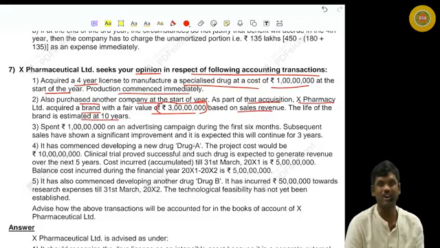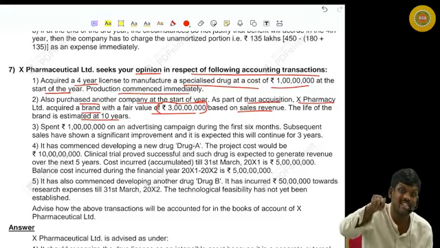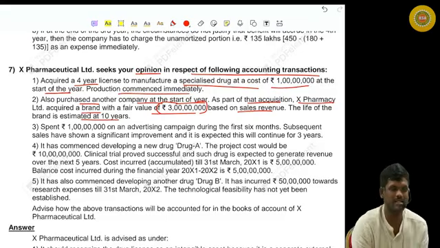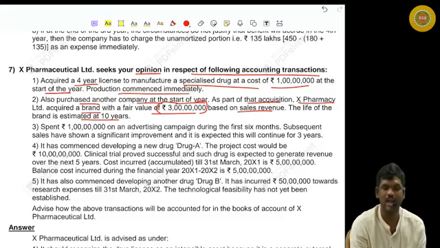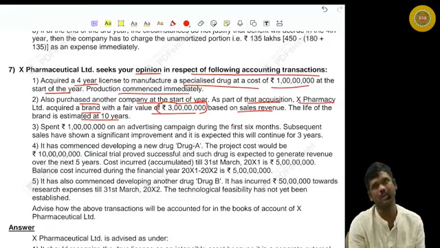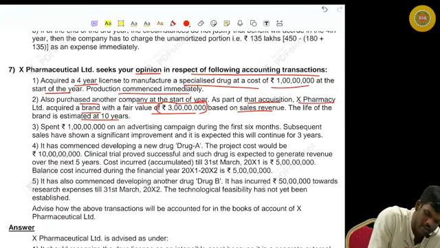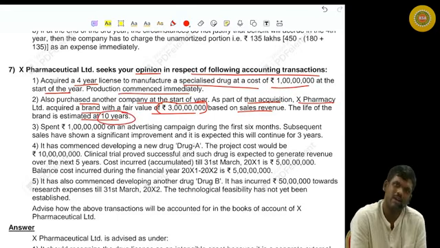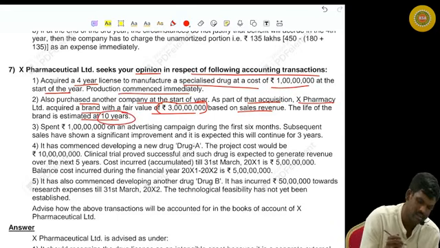Sir, brand, you cannot recognize, sir. No, only an internally generated brand cannot be recognized. But this is not an internally generated brand. This is an acquired brand. This can be capitalized. This 3 crores will be capitalized and it will be amortized over a period of 10 years because that is the maximum life it can be taken.